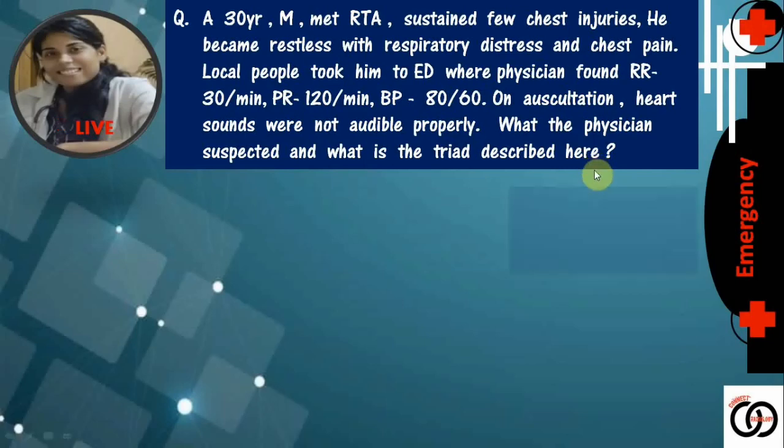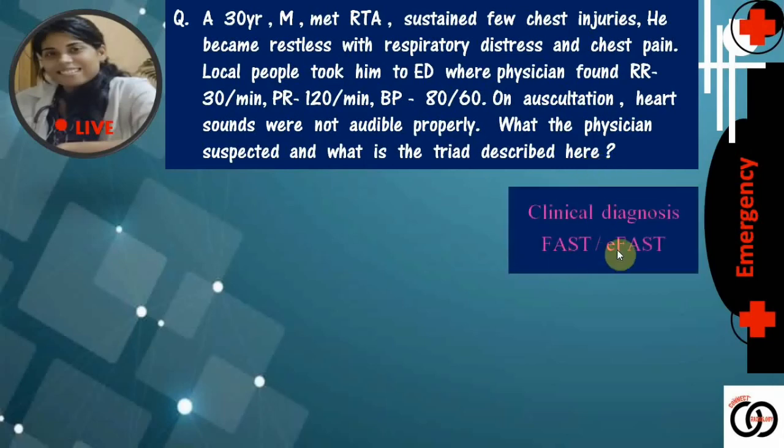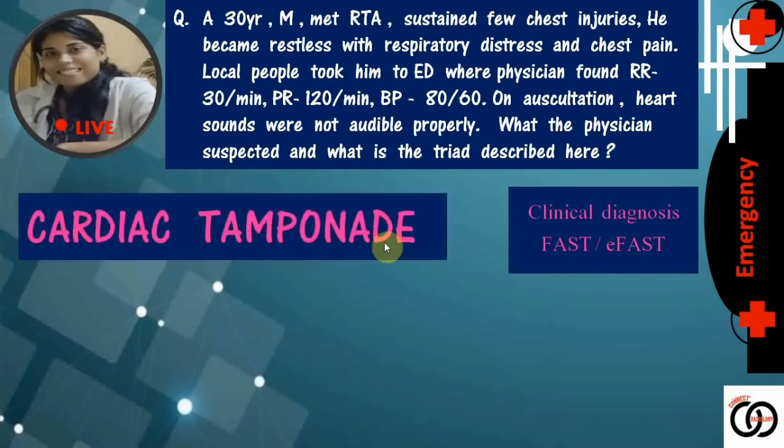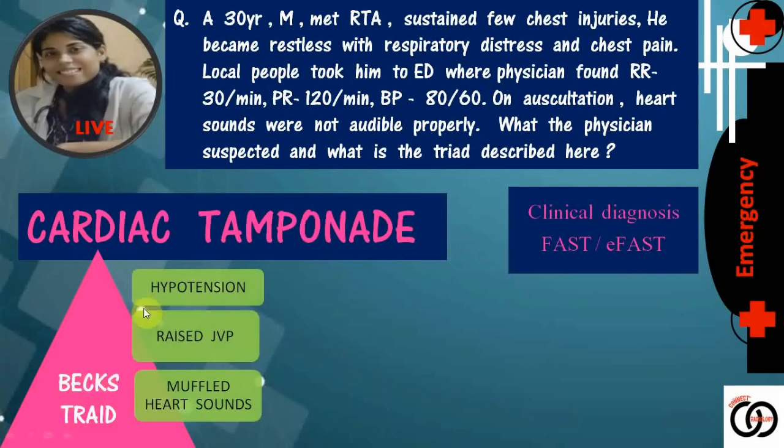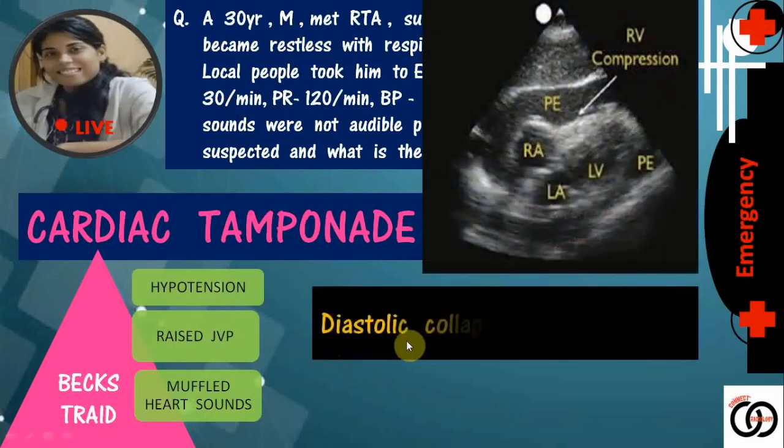Again, the diagnosis is clinical, which is supported by FAST or E-FAST. Suspected here is cardiac tamponade, which is the rapid accumulation of blood in the pericardial space. And the triad is known as Beck's triad, which includes hypotension, distended neck veins, that is raised JVP, and muffled heart sounds. On FAST or E-FAST, the characteristic finding is diastolic collapse of the right ventricle with presence of intrapericardial fluid seen as the anechoic shadow between the pericardium and the heart.